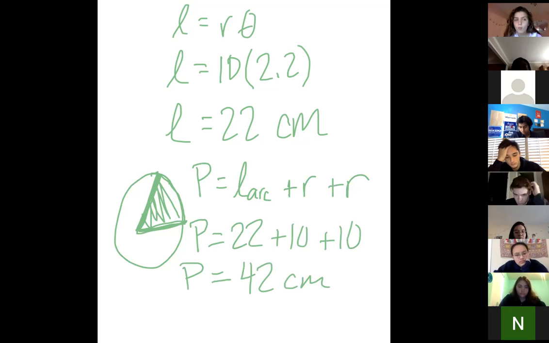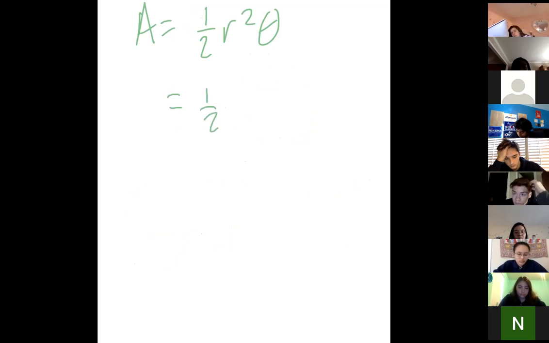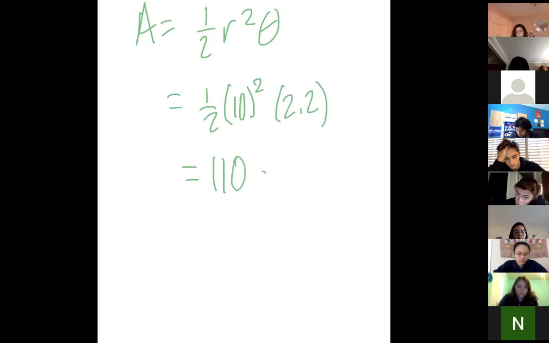Okay, the last one is finding the area of the shaded region. So we use the area of the sector formula, which is 1/2 r squared theta, which is equal to 1/2 times 10 squared times 2.2, which comes out to 110 centimeters squared because it's area. I keep the same unit, other than now that it's area, it should be squared.